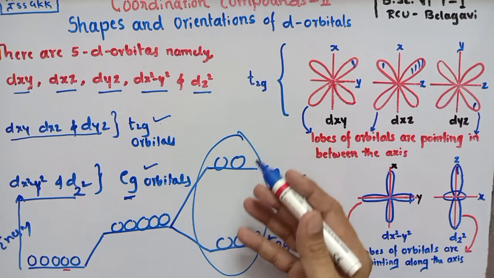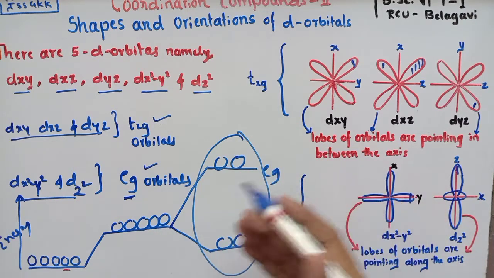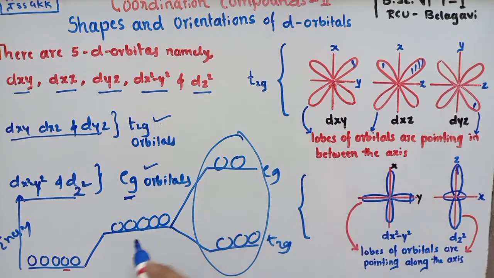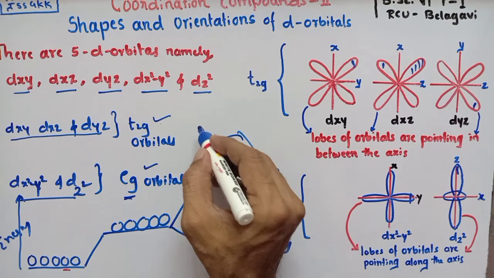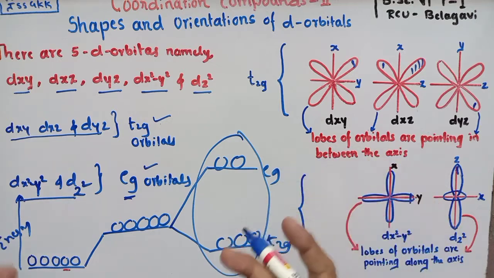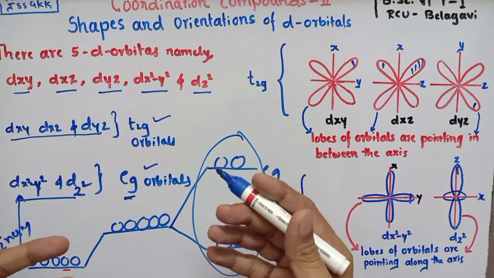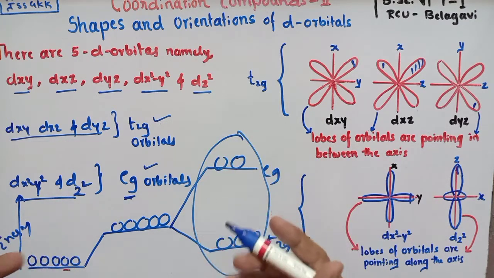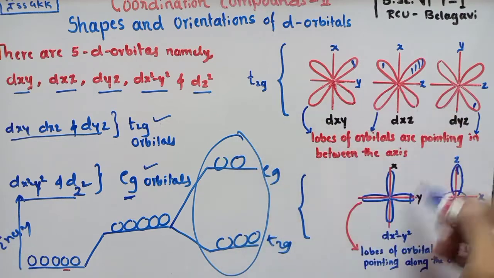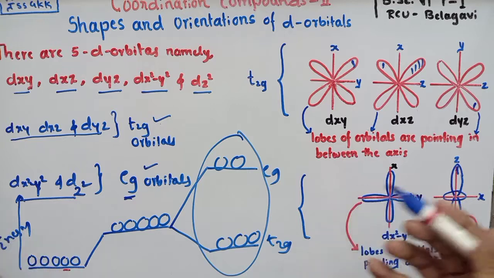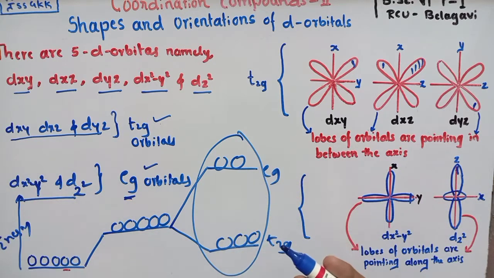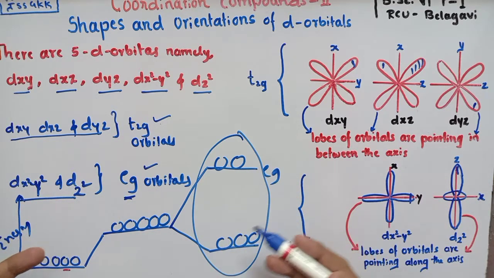So this is how we are going to study in the forthcoming videos how the d orbitals are going to split into different sets of orbitals if 6 ligands are present in an octahedral fashion, if 4 ligands are present in a tetrahedral fashion, and in what fashion these 5 d orbitals are going to split into different sets of orbitals if the ligands are coming in a square planar fashion. So that we are going to study in the next video.